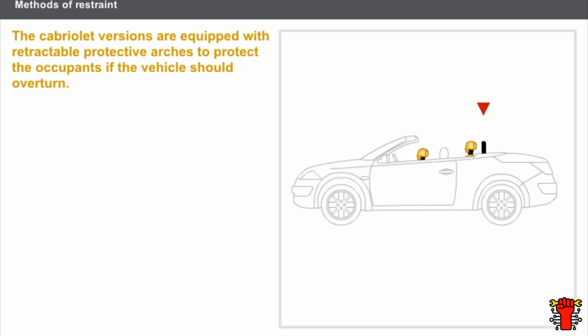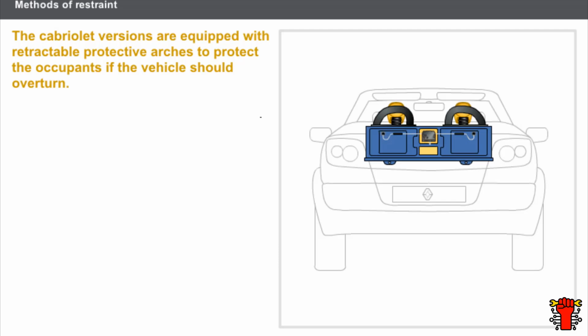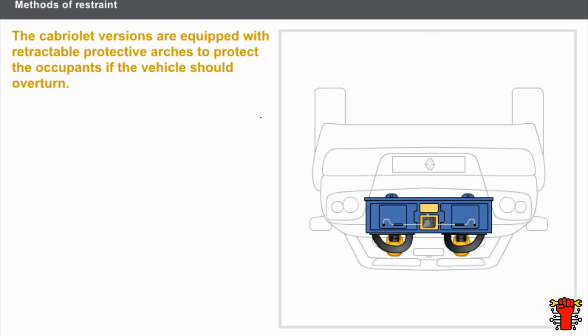The cabriolet versions are equipped with retractable protective arches. These arches protect the occupants if the vehicle should overturn. A roll angle sensor detects the vehicle movement and sends the command to the computer to activate the protective arches.